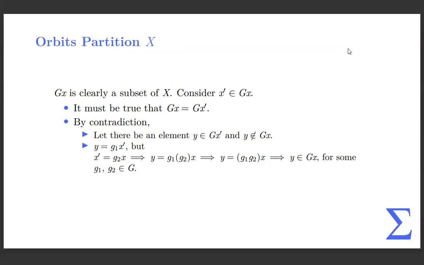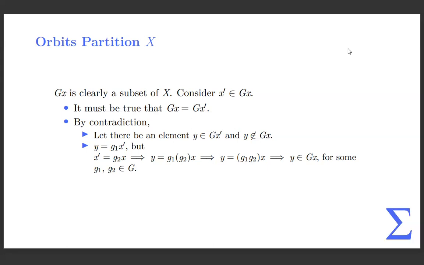So let there be, sorry, X prime is not the inverse. So let there be some X prime in G of X, so that something else is in the same orbit as X. But let it have its own orbit that is not equal to the orbit of X. So that means there's at least one element that is outside. If you think about the Venn diagram, there's one element outside G of X. So let that element be Y, so that it belongs to G of X prime and not G of X.